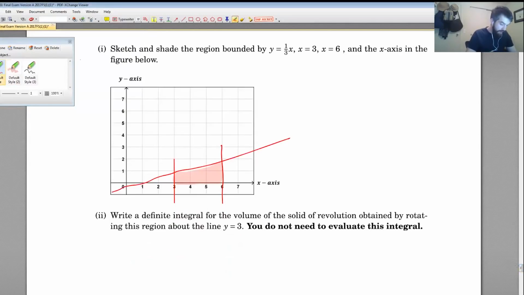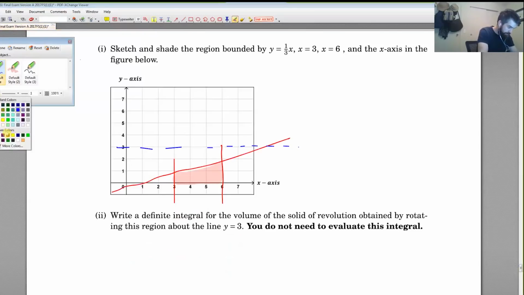Now, what does it do? It wants to write a definite integral for the volume of the solid obtained by rotating this region around the line y equal to 3. Okay, so here is the line y equal to 3.